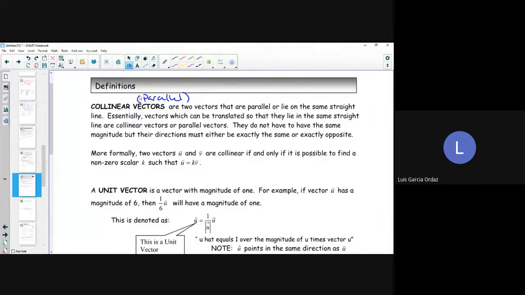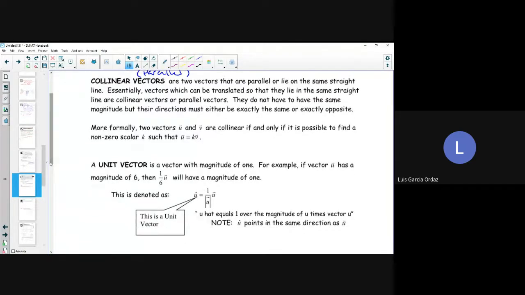So now we're going to get into something called a unit vector. So a unit vector is a vector with a magnitude of 1. For example, if vector u has a magnitude of 6, then 1 over 6 u will have a magnitude of 1. So what this means is that I'm going to be denoting unit vector u is equal to 1 over the magnitude of vector u times vector u.